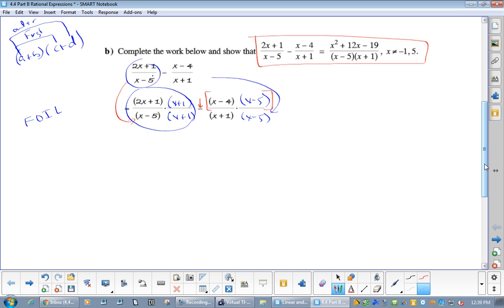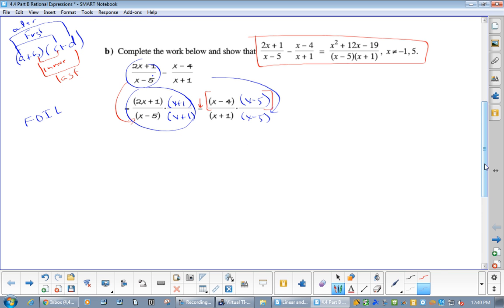Then you take the B, which is the inner, and the last. Okay, so that's where you get your first, outer, inner, last. Basically, it's take the first one, multiply by those two. Then take the second one, multiply by those two. That's the other way to do it. But FOIL helps a lot of students.